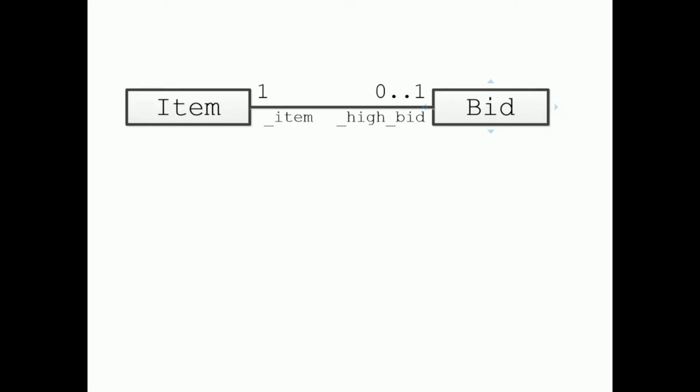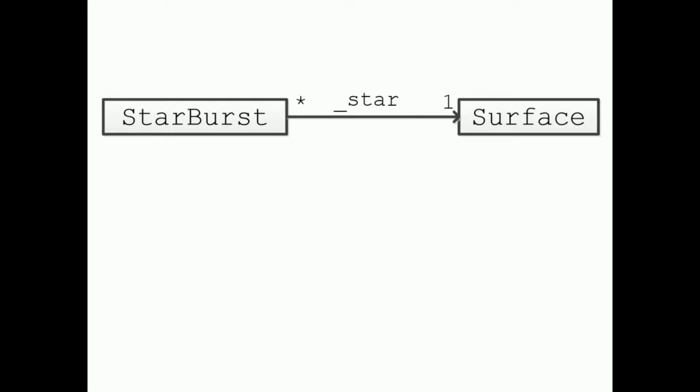Now, our next association is one that you've seen, a unidirectional navigation association, in which one object has a reference to another, but there's no reciprocal reference. This is drawn with an arrow from the class with the reference to the class that is referenced. The example we've seen is the starburst surface relationship from the starburst class. A starburst has a reference to a surface object, which is called star, within the starburst class, but the surface has no reference to the starburst. It is completely unaware of the starburst.